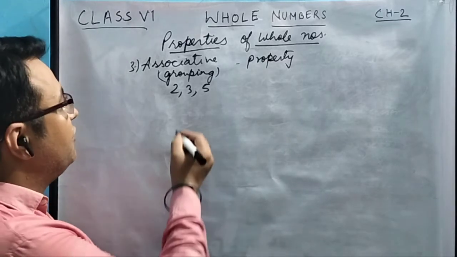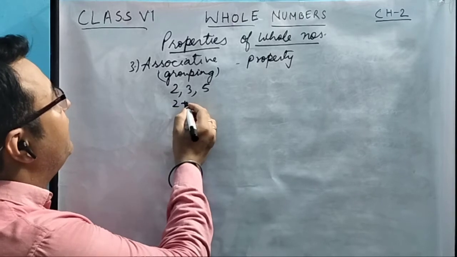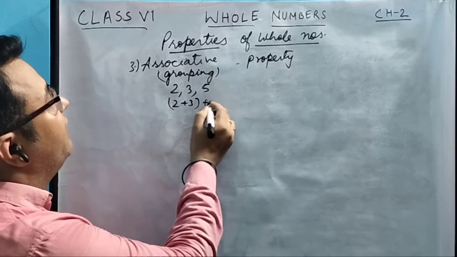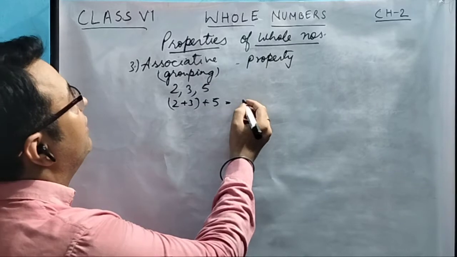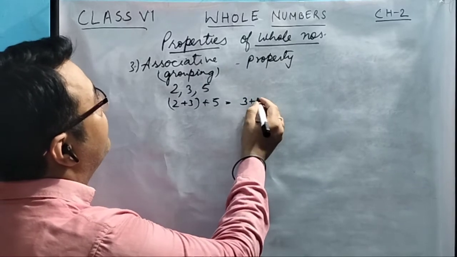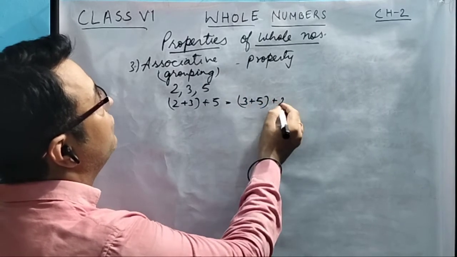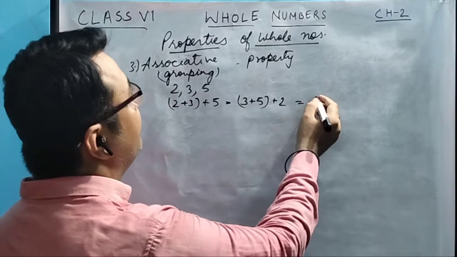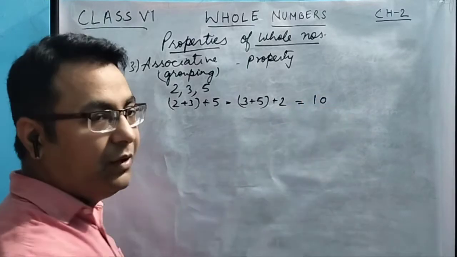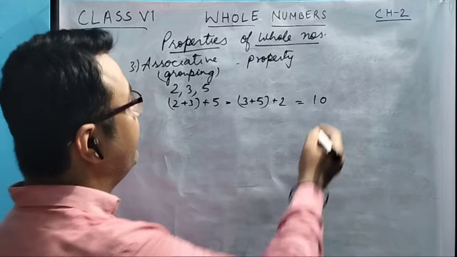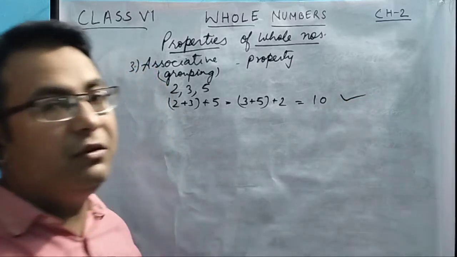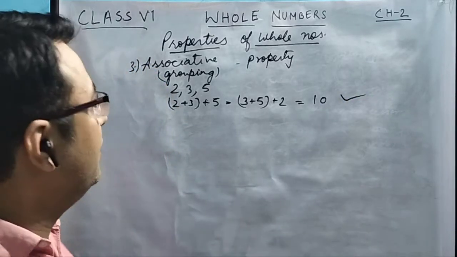Let's check for addition of whole numbers. Either first we add 2 and 3 and then we add 5, or first we add 3 and 5 and then we add 2. In both the cases the answer will be same. The answer will be 10. So what does that mean? It means that associative property holds good for addition of whole numbers.